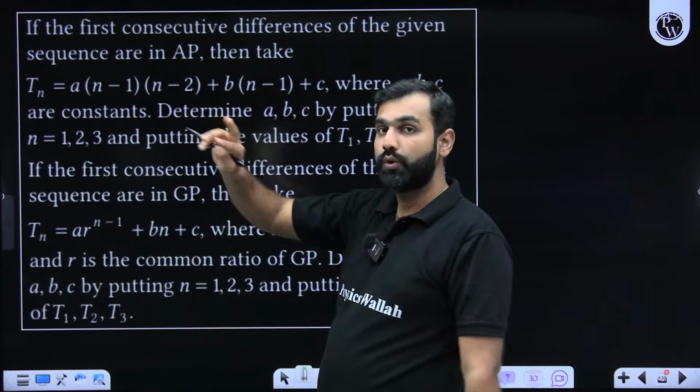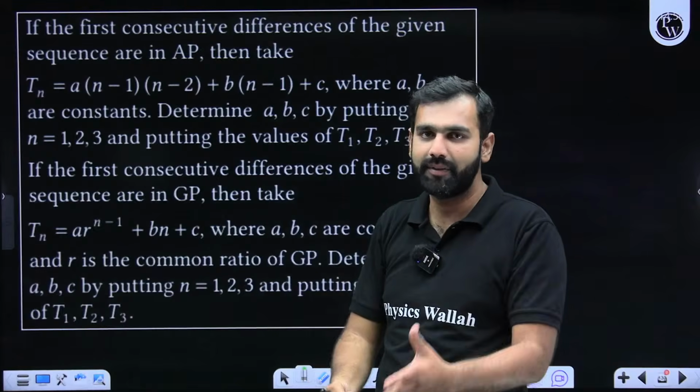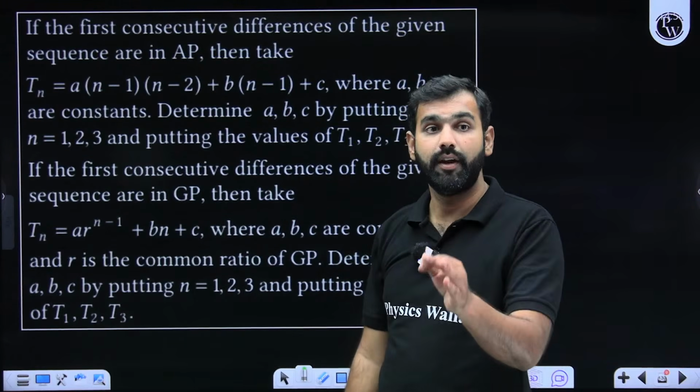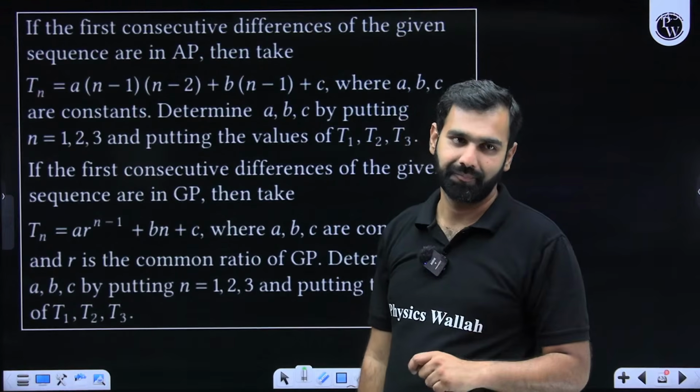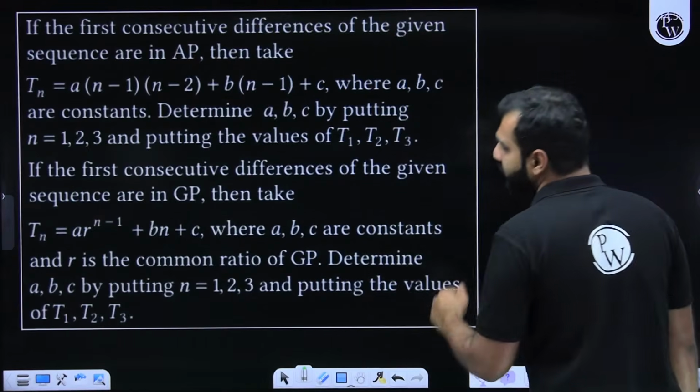Replace n by 2, you get T2. Replace n by 3, you get T3. Three equations, three variables, find a, b, c. Replace them and you'll get the answer. Mark my words, it will be more useful and easy. With that, the same is true for GP as well.